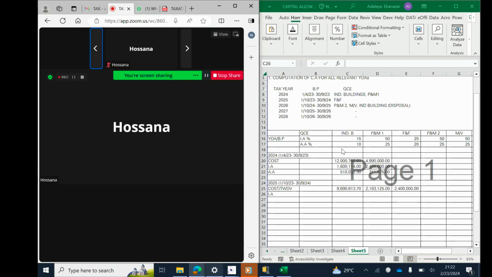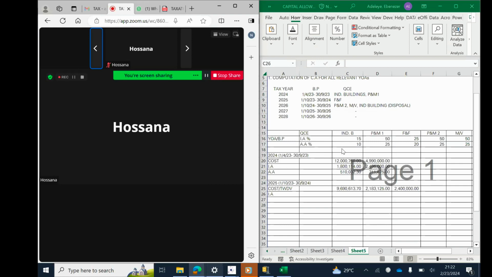Because initial allowance is usually given at the beginning of the business year, the first year. Not the first year of business, but the first year of use of the assets. That is when initial allowance applies, and it is one-off. Once the asset has enjoyed the initial allowance once, it cannot enjoy it in the following year.